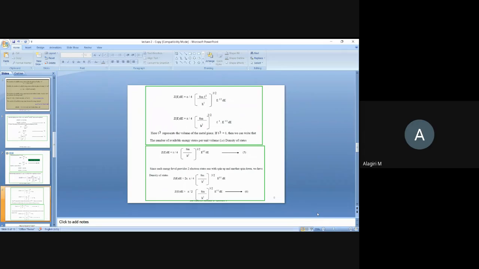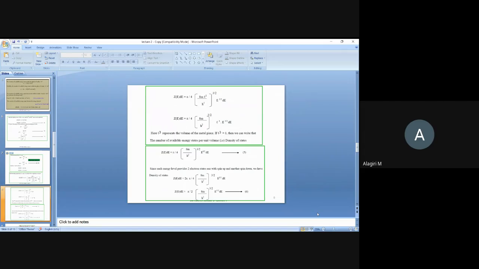Then we can simplify this equation. So 2 divided by 4, we can cancel it. So 4 becomes 2 in the denominator. So Z of E into dE equal to pi by 2 into 8m divided by h square power 3 by 2 into E power 1 by 2 into dE. It means that Z of E, that is density of state, is directly proportional to E power 1 by 2.